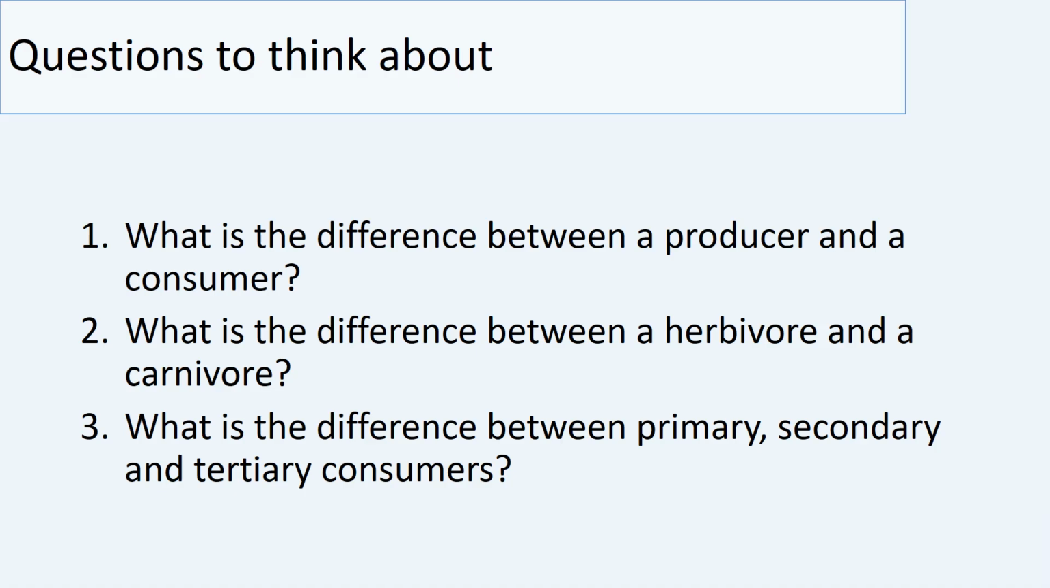So some questions to think about. What's the difference between a producer and a consumer? What's the difference between a herbivore and a carnivore? And what is the difference between primary, secondary, and tertiary consumers? If you can learn the answers to those questions, you're going to do very well in terms of this topic.